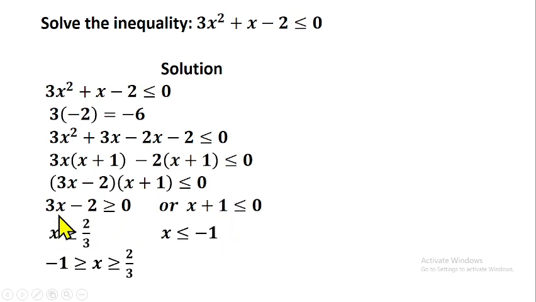So you have 3s greater than or equal to plus 2, divided both sides by 3. You have s is greater than or equal to 2 over 3. For this one, if you take minus 1 to the other side, you have s less than or equal to what? Minus 1. Then you combine them together, you have these inequalities. So minus 1 comes here, then 2 over 3 is here. S is greater than or equal to 2 over 3. Then minus 1 will be greater than or equal to x as well.